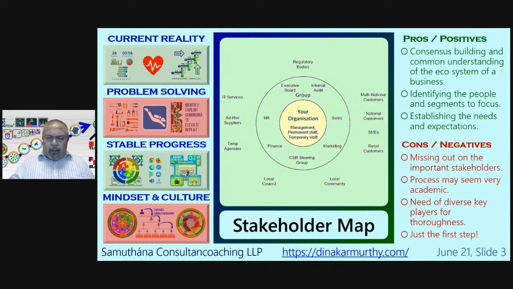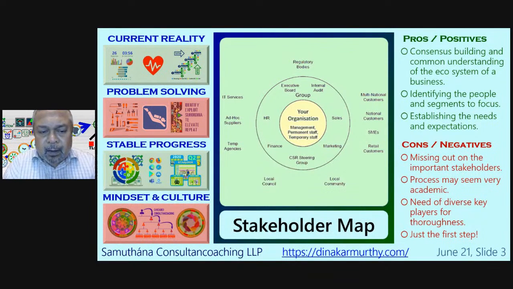Or you could also download the basic principles of any excellence model, and understand what is the relevance of the stakeholder in the entire business excellence model. That also could give you the idea as to why it is to be done, even though it seems to be academic. And the last one is just the first step. So that's something which is very, very important.